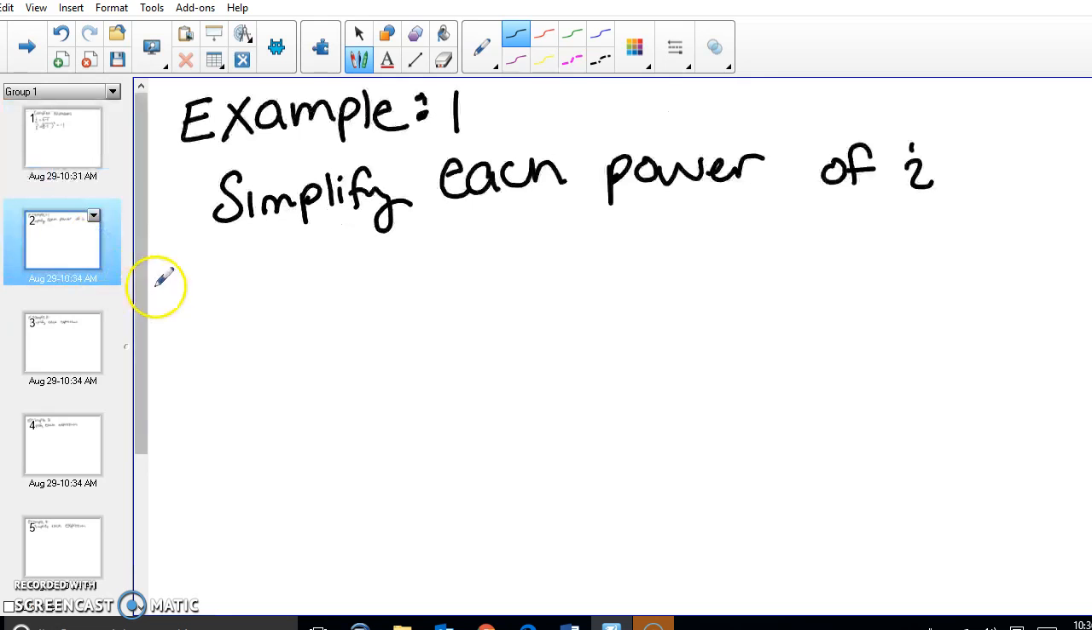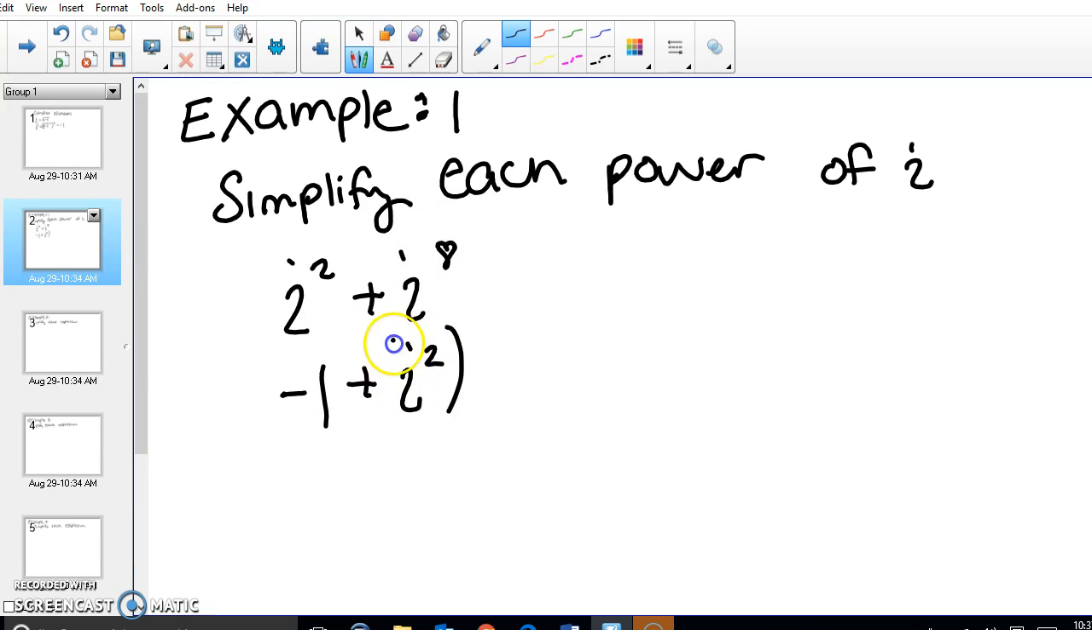Let's look at an example. In example 1 here, we're going to simplify each power of i. So if we look here, we have i squared plus i to the 8th. We said on the last slide that i squared is -1. But then we have i to the 8th. If we break that down, we have i squared 4 times. So i squared times i squared times i squared times i squared.